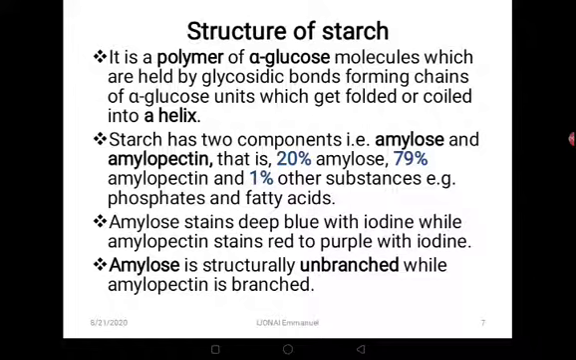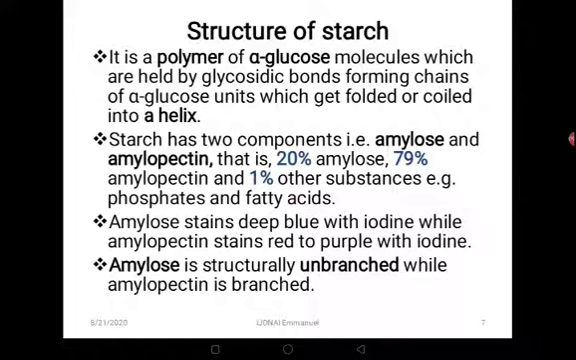Amylose, in case you want to test it chemically, stains deep blue with iodine. In case you drop iodine into a solution of amylose, you will see a deep blue color, meaning amylose is present in that solution. Then in the case of amylopectin, when you drop iodine in a solution of amylopectin, it will stain red or reddish purple. That is how we can differentiate the two.